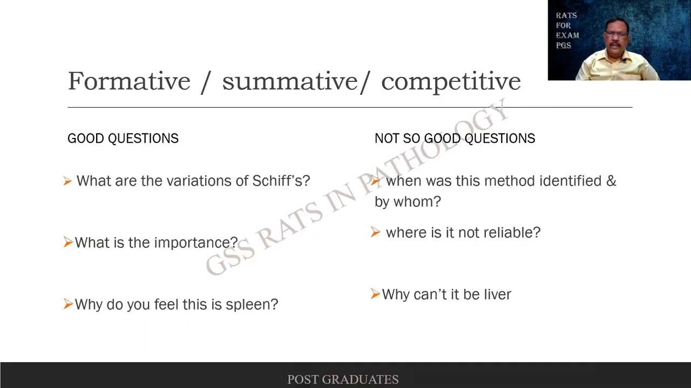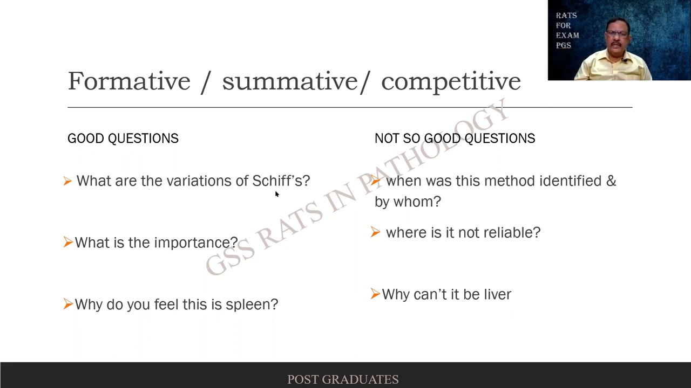This particular slide is to explain the pattern of exam we are facing. It is not a formative test where we have been progressively improved. It is not a competitive exam such as your national entrance examination. It is a summative exam just to decide whether the candidate can be passed or failed and how much mark he can give. In which case, there are a good set of questions. There are also not so good set of questions. I'll give you an example of each.